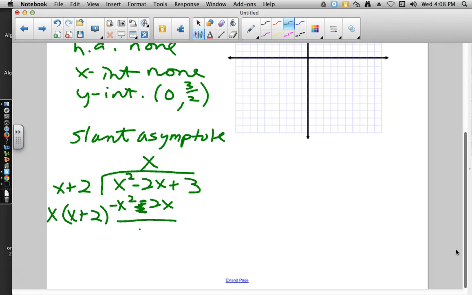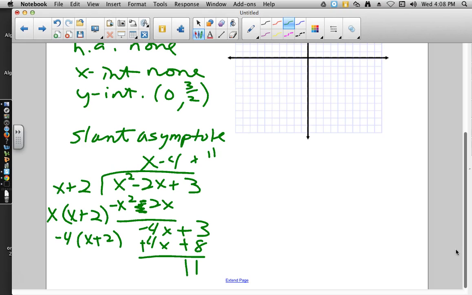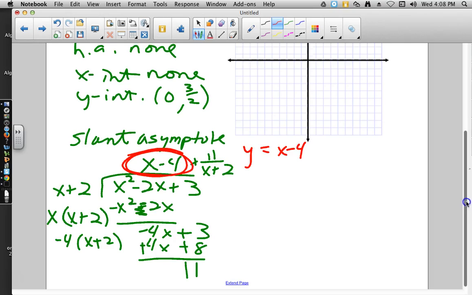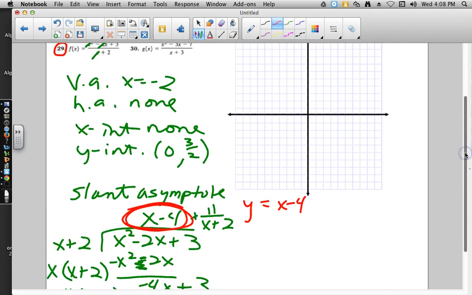Our x squareds are gone. Now we have a negative 4x, and we bring down the 3. X plus 2, we need a negative 4 out here. So negative 4x minus 8. That negative 4 is doing its job. And then we'd go ahead and change the signs and add, and we'd get 11, which just happens to be our remainder. But we don't care much about the remainder. What we care about is this, because that is our slant asymptote. Our slant asymptote happens to be y equals x minus 4. And that's an additional piece of information that we want to use as we are graphing.